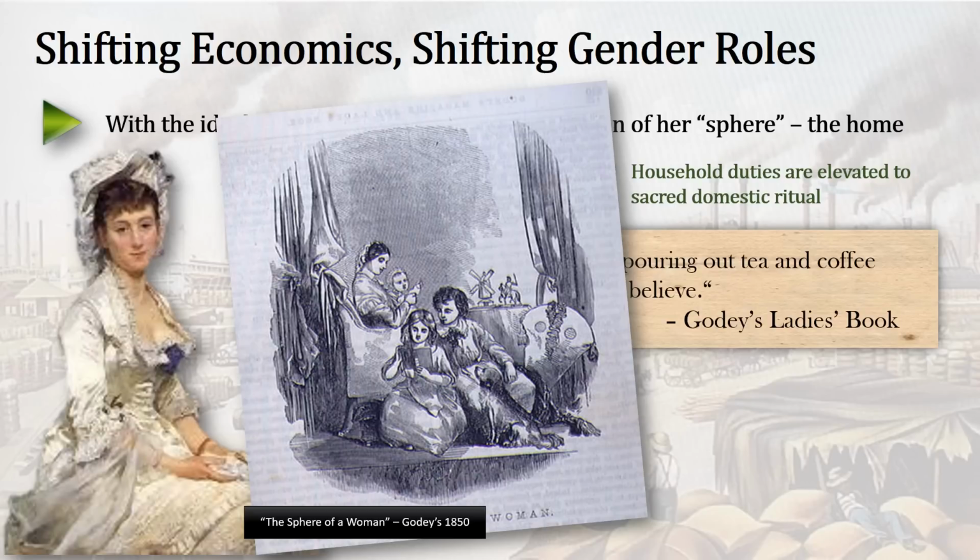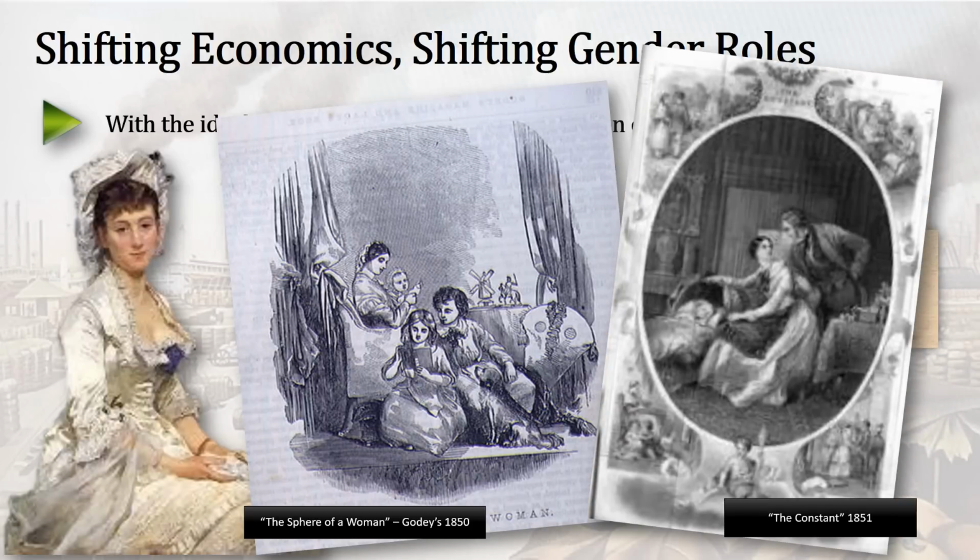Here is The Sphere of Woman from Godey's in 1850, seeing children on the floor, baby on mom's lap, this sort of idealized depiction of domesticity and happiness. Here you have The Constant of 1851, which again, the wife and mother is in the center, and she's tending the children. And here comes the dad, or the husband, who's sort of the outsider to the home, but he's coming in and he's looking to her as the source of refuge and respite from the hard world of business.